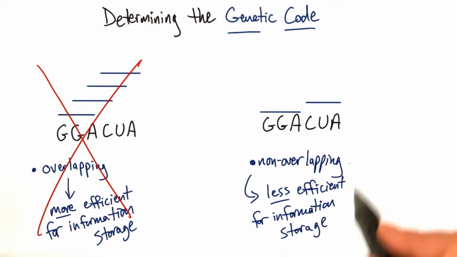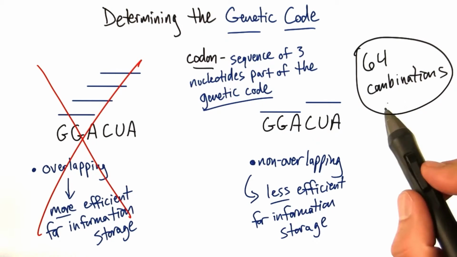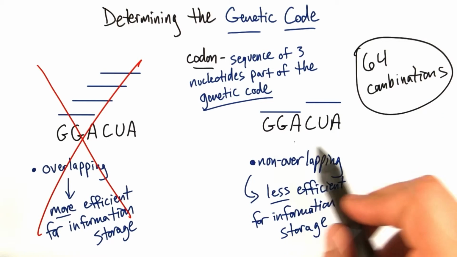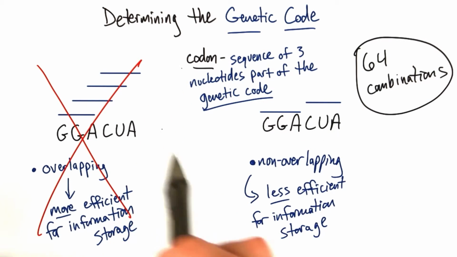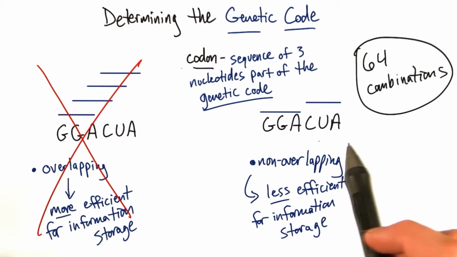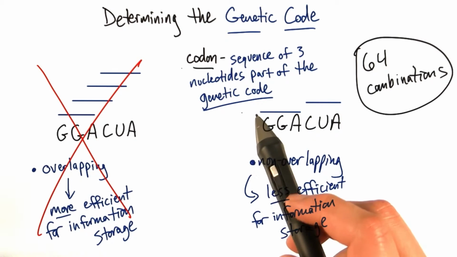And it turns out that this messiness, this inefficiency, is a result of evolution, and in particular some molecular constraints of the system that are slightly beyond the scope of our material here. So this means that we're left with 64 possible combinations of 3 nucleotides, and each set of 3 is referred to as a codon. So we have 64 possible codons, and a codon is just a sequence of the 3 nucleotides which are part of the genetic code.